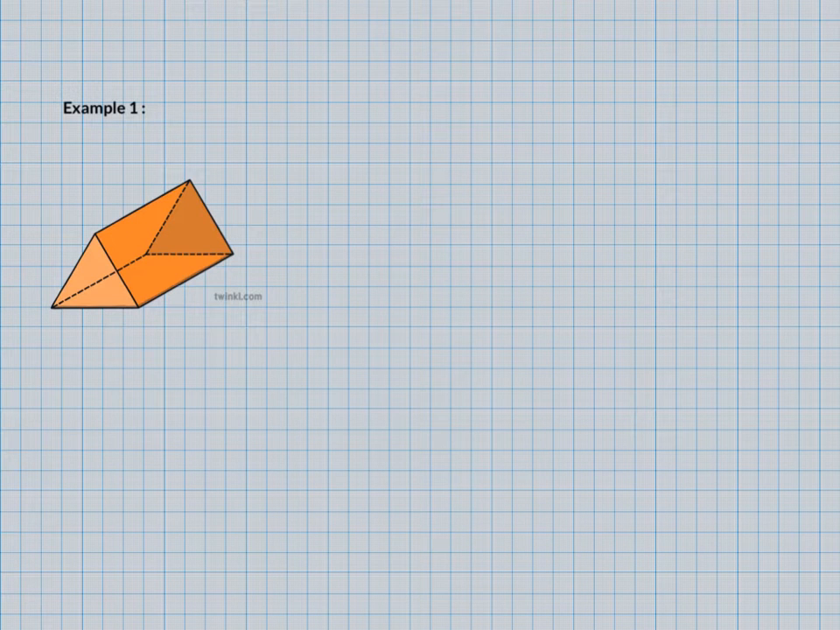Hello everyone, so today we are going to be looking at how to draw a net of a prism. So let's take a look at example 1.